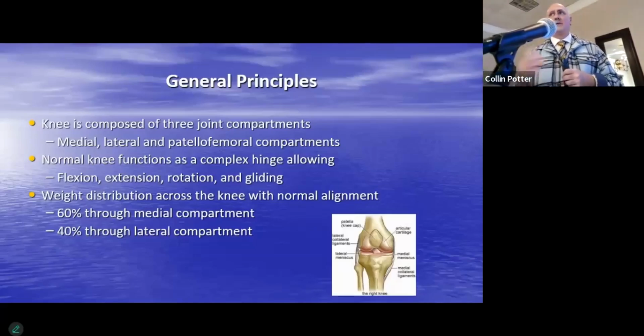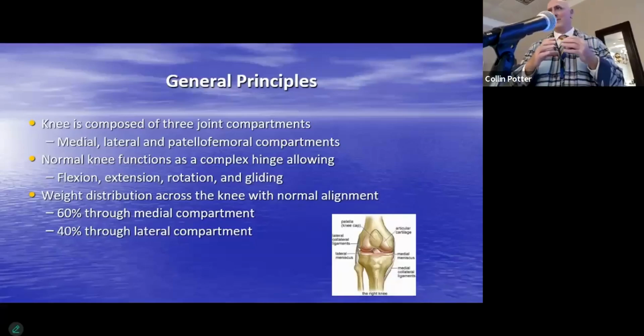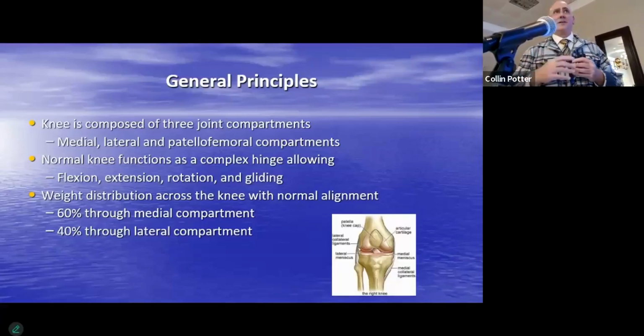Anytime we talk about motion, especially the knee, we're going to oftentimes talk in respect to the tibia relative to the femur. We're going to assume the femur is fixed for a lot of these examples.